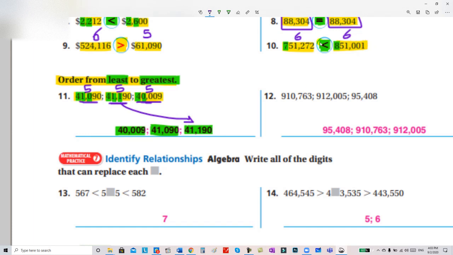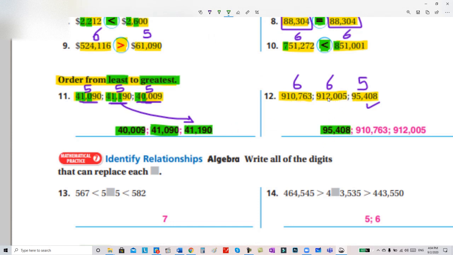Okay, the next one, we are going to order the three numbers from least to greatest. First step, you have to count the digits. So we have 1, 2, 3, 4, 5, 6 digits. We have here 1, 2, 3, 4, 5, 6 digits. We have here 1, 2, 3, 4, 5 digits. So where is the smallest number? Where is the least number? Of course, this number is the least number. So we're going to start with it like that.